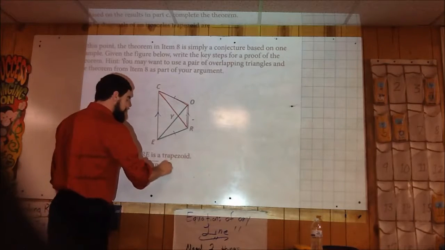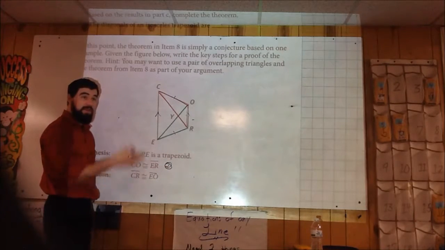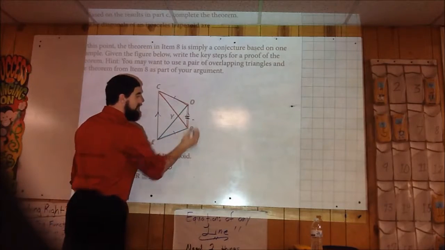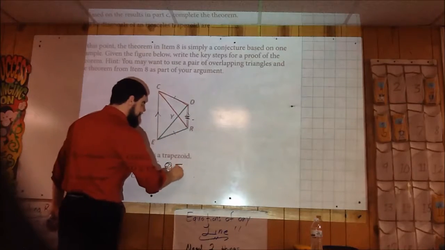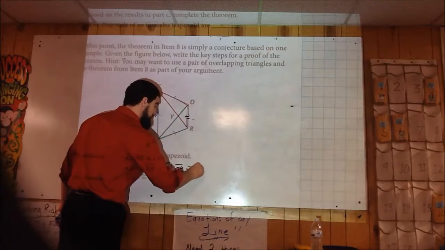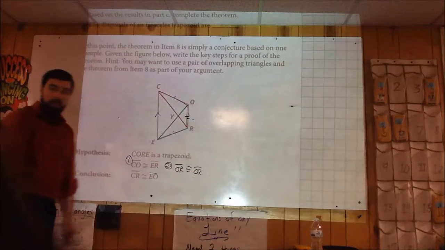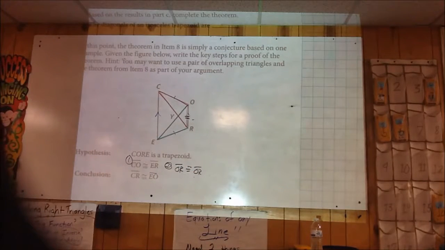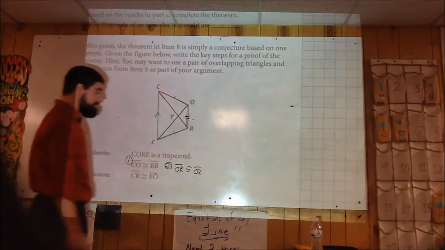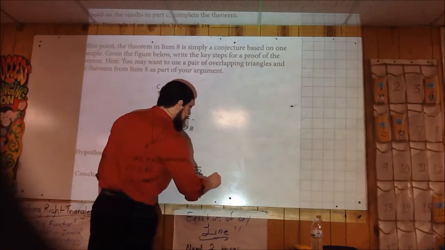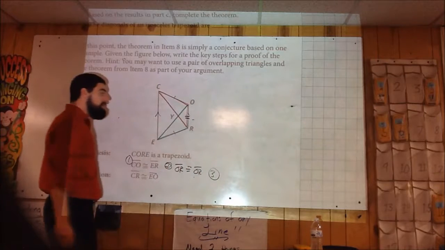Our second piece of information is that they share a segment as well. These two triangles share segment OR. So I'm going to say that segment OR is congruent to itself. That's justified by the reflexive property of congruence. And now we need a third piece of information.